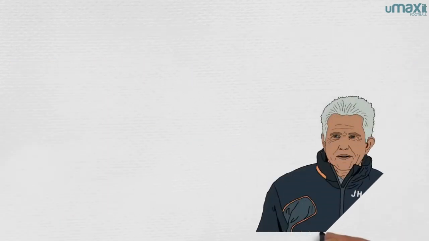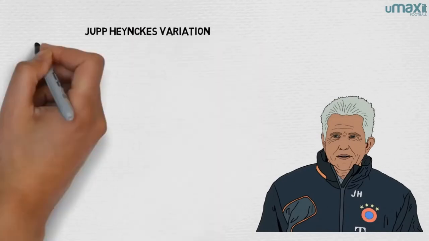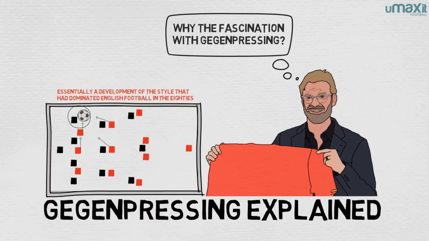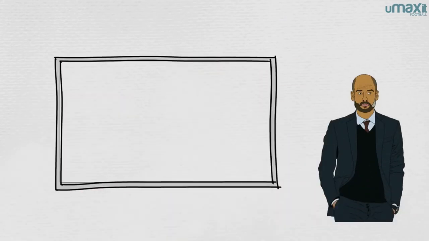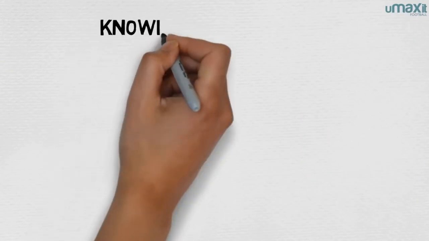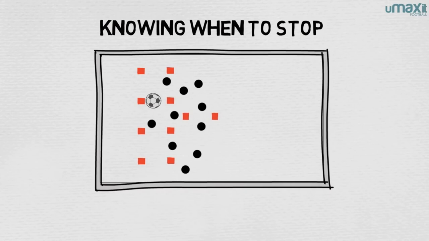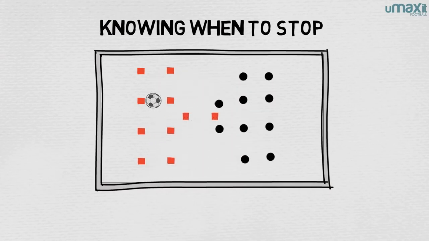There are variations. Some coaches, Jupp Heynckes in his days at Bayern, for instance, send one man to the ball while others close down potential recipients of the pass. Klopp tends to surround the man with the ball, and Guardiola seems to prefer blocking the passing lane between the man in possession and potential recipients. The biggest problem for all of them is knowing when to stop hunting the ball and fall back into defensive shape.